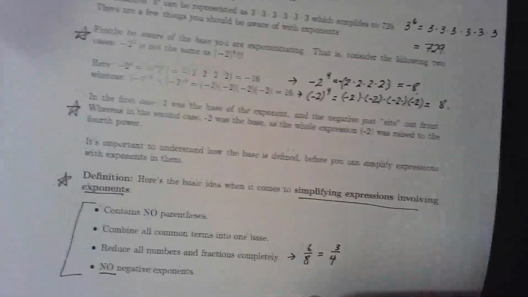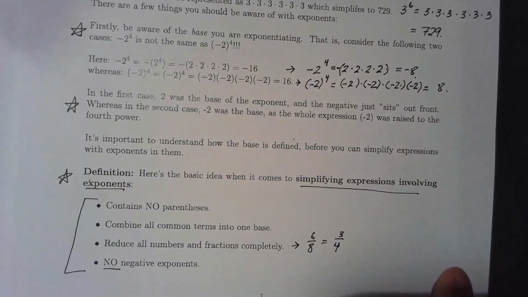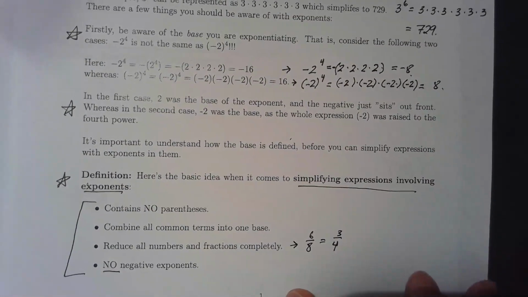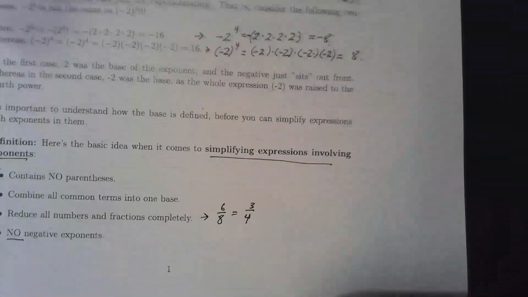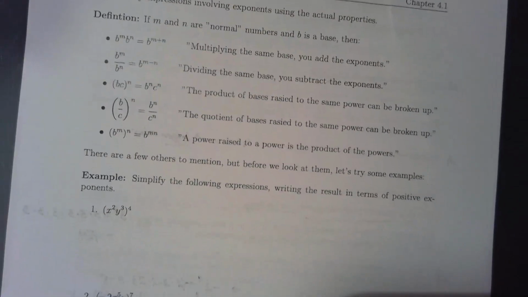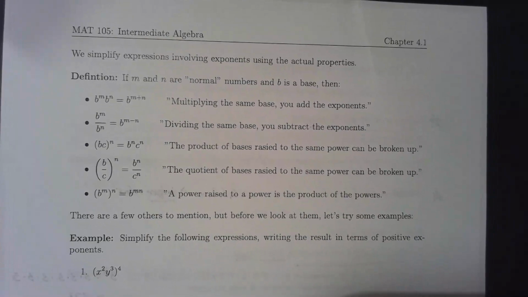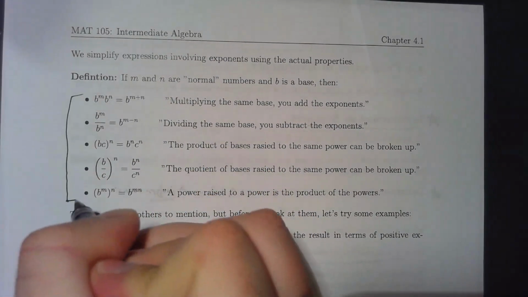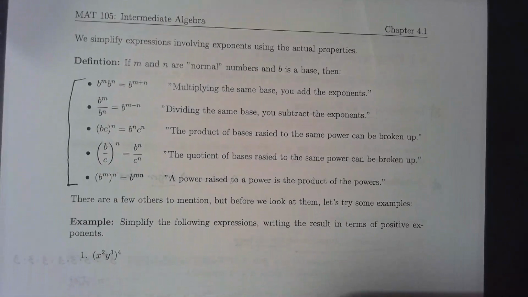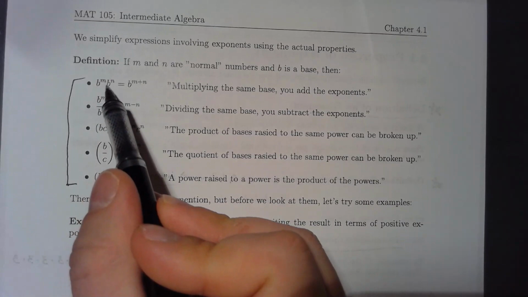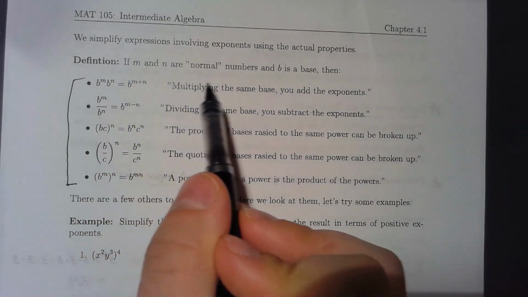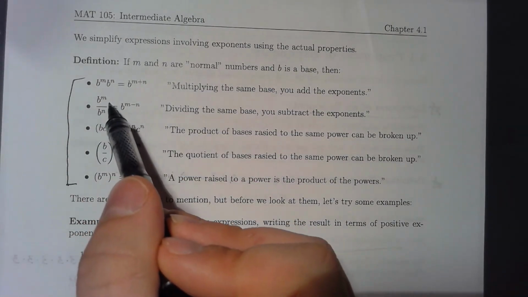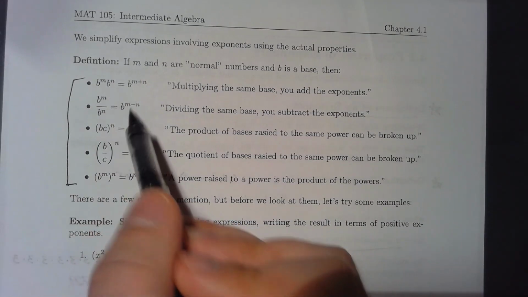Some of these are pretty straightforward enough. You've seen them already, so they shouldn't be too bad to do. So if I go to the next page on the other side here, here are the properties themselves. Like I said earlier, some of these are pretty familiar to you. If you multiply two bases that are the same, you add their exponents. If you divide two common bases, you subtract their exponents.